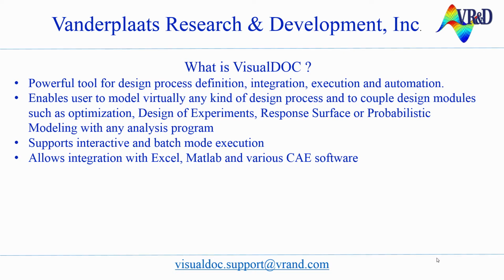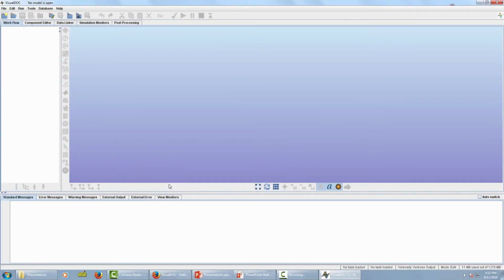To get started, let's open VisualDOC. The first thing that you might notice is the main VisualDOC window, which is divided into three parts. The central part is where you can see the graphical representation of a VisualDOC model. On the left side, you will be able to see the tree view of your VisualDOC model after creating the model. At the bottom of the main window, there is the message area, which is used to show information such as warnings or errors. I will explain each of these parts in detail later in this video.